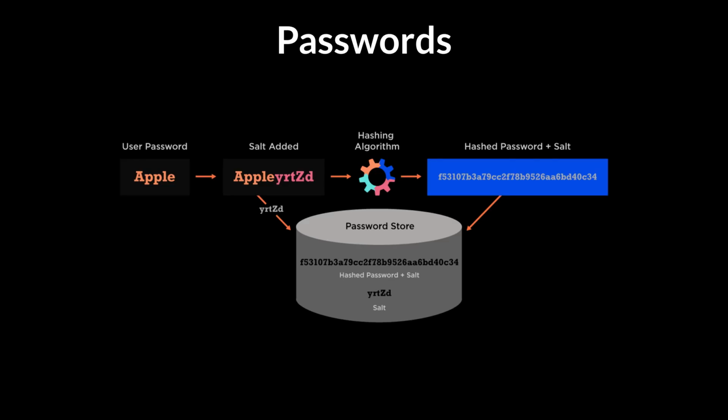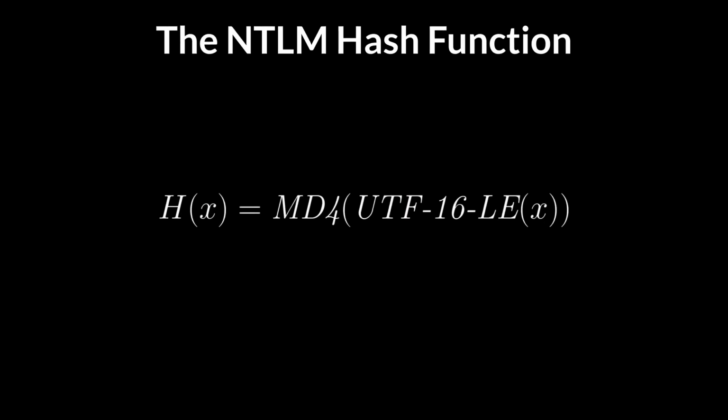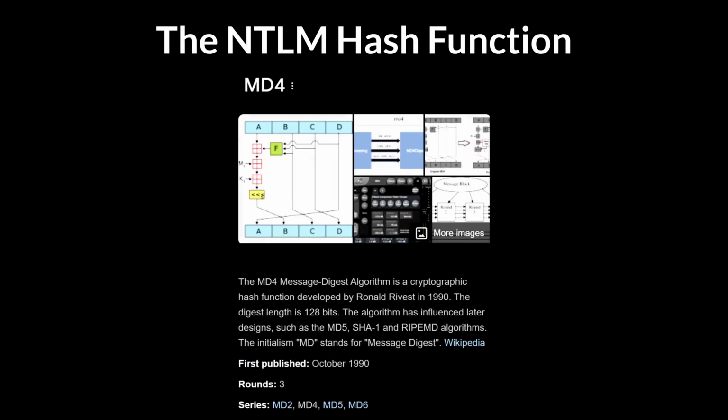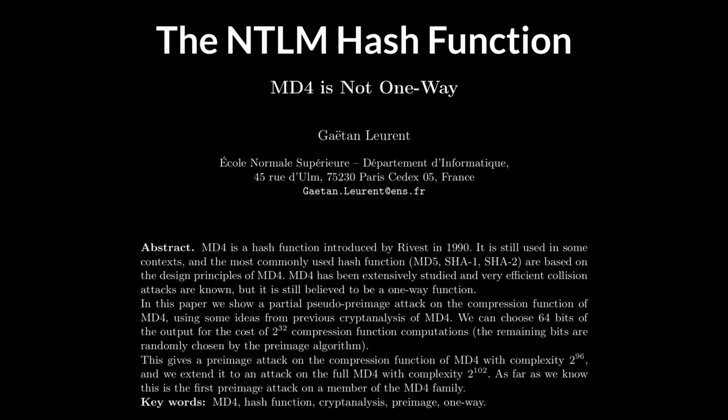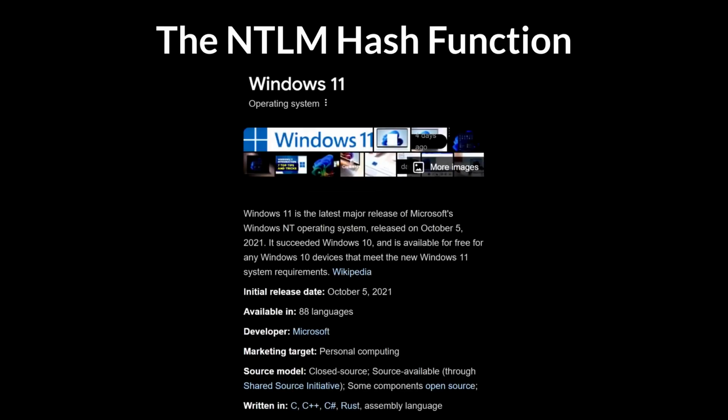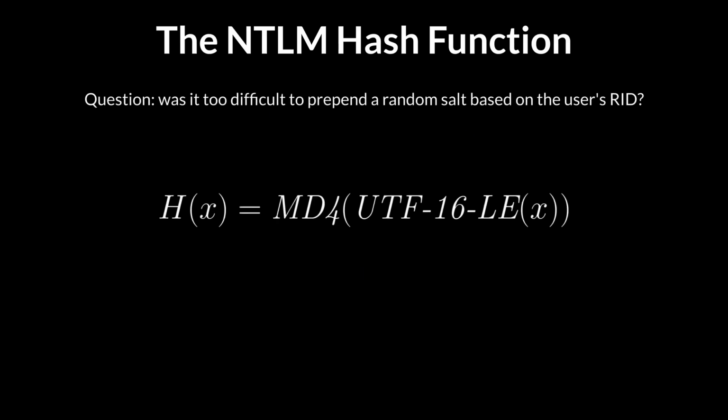A grave mistake would be to not use salt at all, which would allow attackers to use huge pre-computed hash databases for a certain hash function your system uses. Guess what Microsoft did? In short, your local Windows password is stored as an unsalted MD4 hash. The MD4 function was published in October of 1990. The first full collision attack against MD4 was published in 1995. And Windows 11 was released on October 5th, 2021. This begs the question, what the f*** Microsoft?